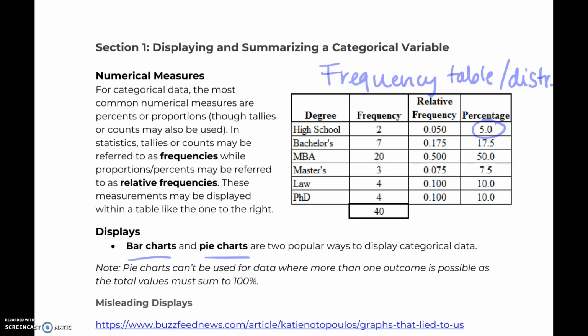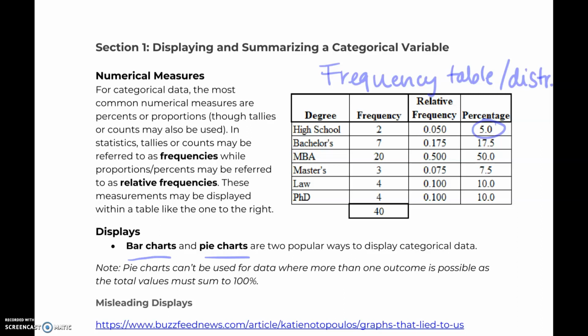So many times when we look at frequency distributions or frequency tables, we are given the frequencies along with the percentages. Frequencies are nice in order to see how many are in each group, and then the percentages are great when we want to compare different percentages. So it's nice to have the two put together. And then relative frequency is just a percentage frequency as a decimal number.